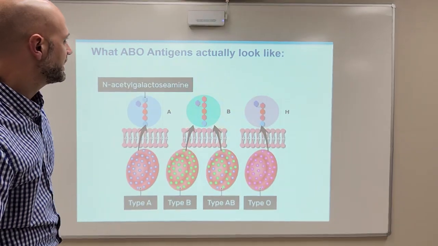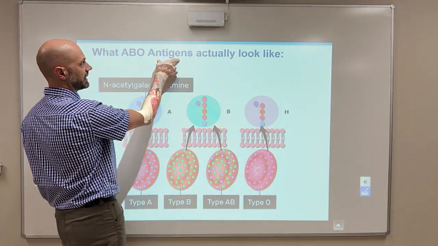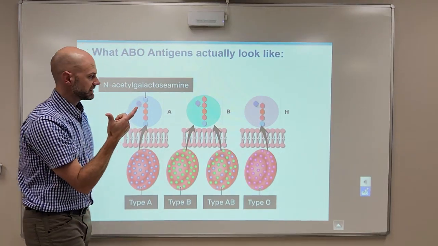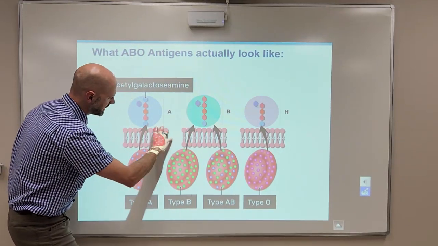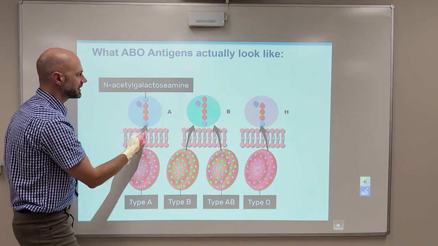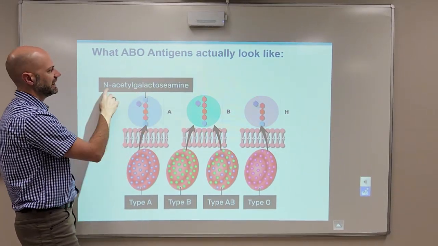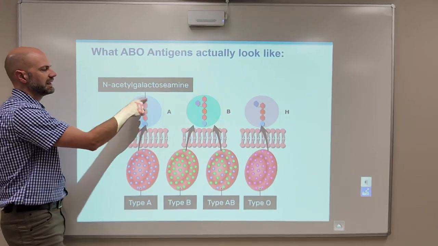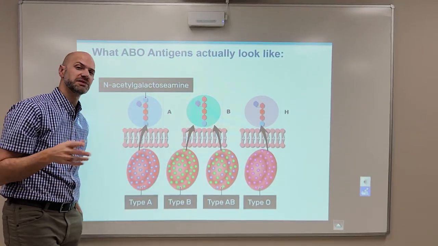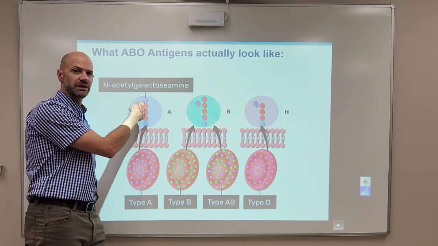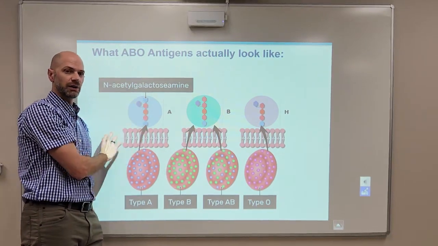Okay, this is what these antigens actually look like. The antigen is the A or the B antigens. Okay. So here's the plasma membrane, and here's this glycoprotein, okay, N-acetylgalactosamine, okay. There's different names for these sugars. It's basically a modified sugar that's dangling off of the outside of your cell, okay.